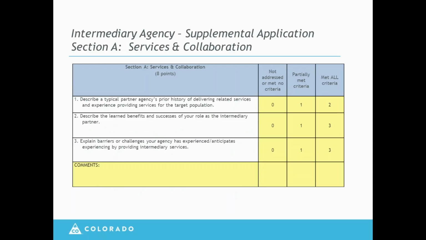Okay, section A is about services and collaboration, and this is worth 8 points. So number 1 is just describe a typical partner agency's prior history of delivering the related services and their experience in providing services to the target population.